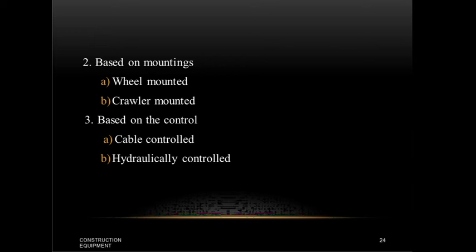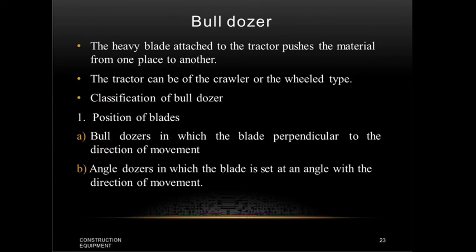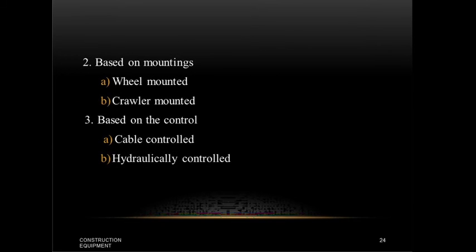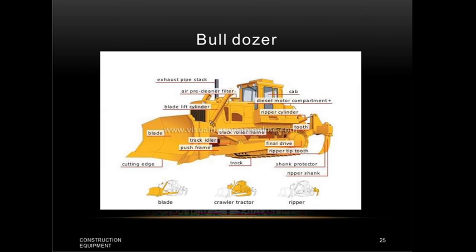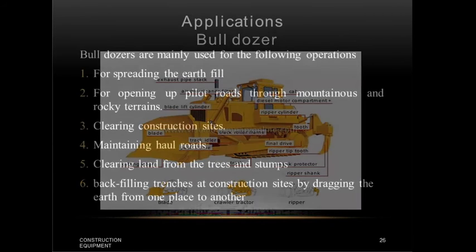bulldozer. As we discussed, the types of bulldozer are based on the blade and based on the mounting, wheel mounted and crawler mounted, and based on the control, cable control and hydraulic control. And this is the equipment, the bulldozer with cutting edge, blade, then cab, then diesel motor. Okay, so these are the different types of bulldozer: crawler mounted, ripper and blade.